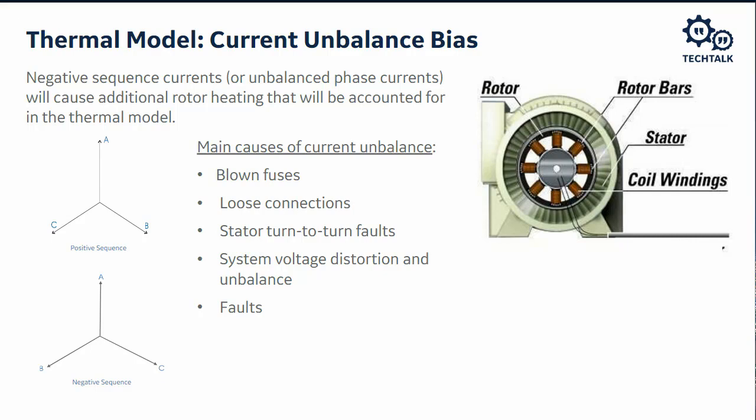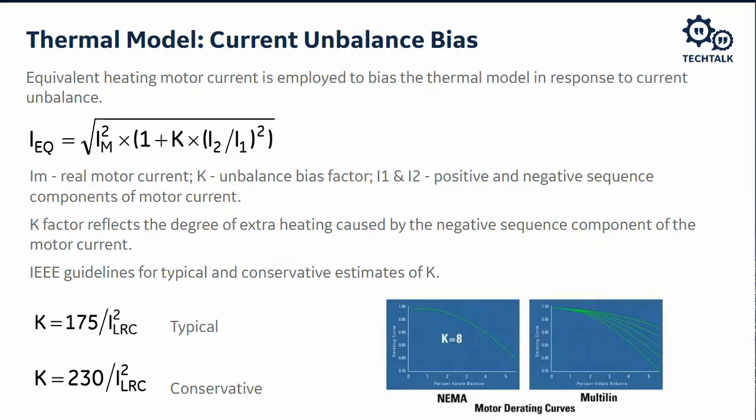And so this negative sequence voltage could be caused by any number of things: loose connections, turn-to-turn faults, system unbalances, system distortion, or even a blown fuse. And for any of those things, we need to provide some additional biasing for it. So the way the multilin devices account for that negative sequence current is it takes that negative sequence current and divides it by the positive sequence current and then multiplies it times a current unbalance factor, which is K here. So the setting is typically a K setting.